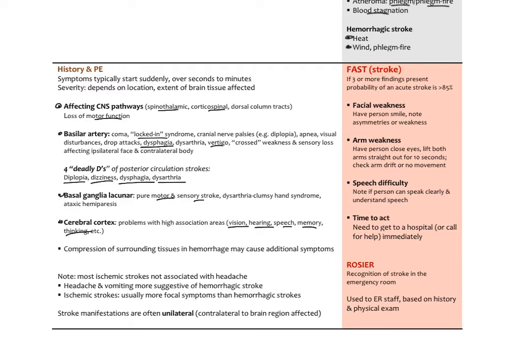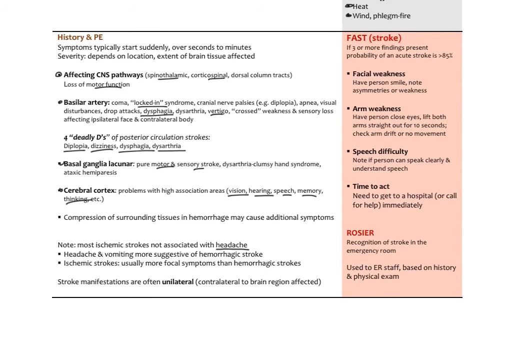Most ischemic strokes are not associated with headache. That's important to consider. A lot of people think headache and stroke go together. If you have a headache, especially with vomiting, that's more suggestive of a hemorrhagic stroke. Usually with the ischemic strokes, there are going to be more focal symptoms. It's going to affect more of a specific area of the brain, versus hemorrhagic is going to affect a broader area and have broader symptoms. And then the stroke manifestations are typically unilateral, contralateral again to the brain region affected.